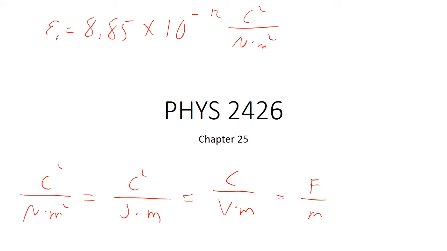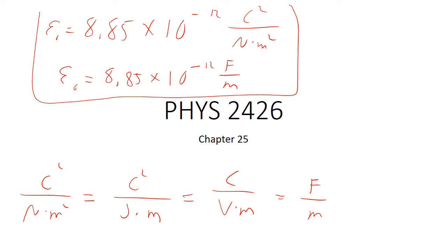So we can also write the permittivity constant here as 8.85 times 10 to the minus 12 farads per meter. And so those two are equivalent things. Okay, so in some books, for the permittivity of free space, you'll see it this way, as we've been using it up to this point. I will point out in your textbook, they change units to that.